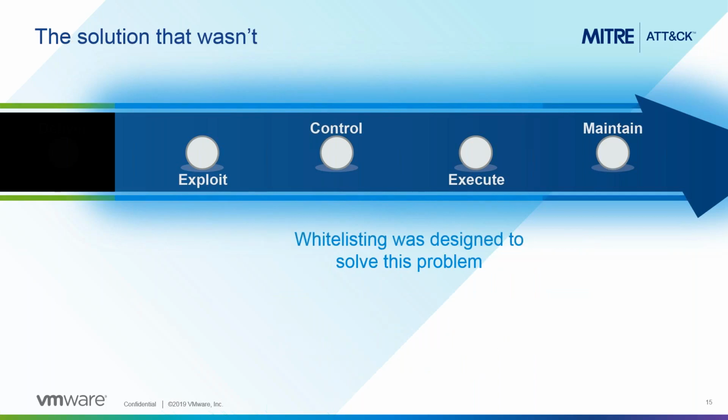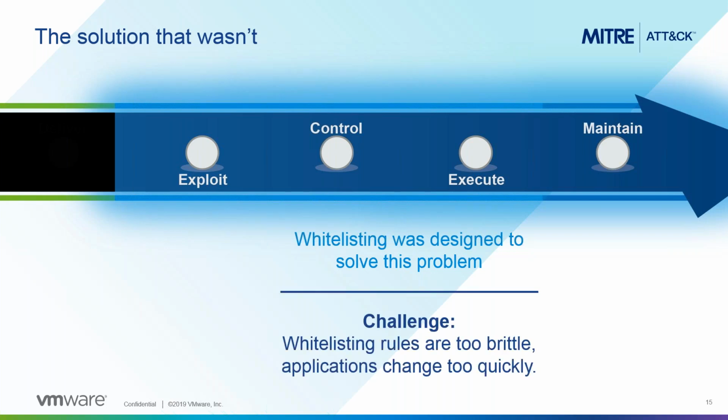And as an industry, we tried to solve this problem with whitelisting. And ultimately, whitelisting is the right approach to help solve this problem. Only let good things run and nothing else. And if only good things are running and nothing else, then you effectively, again, stop this attack chain. But the problem here is that the manual rules that we have had to write for these whitelisting solutions to whitelist application behavior are just far too brittle.